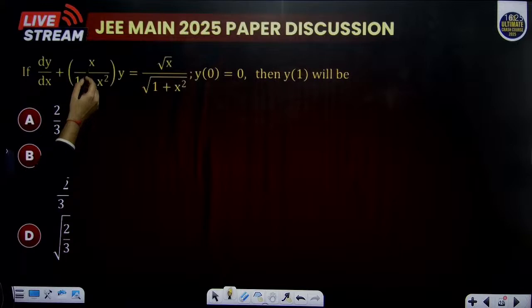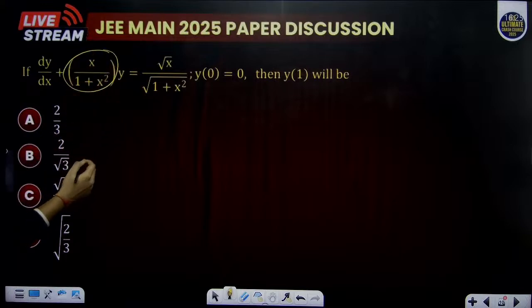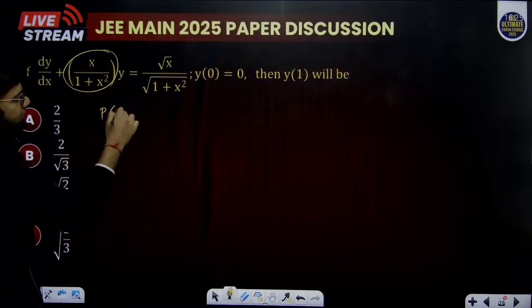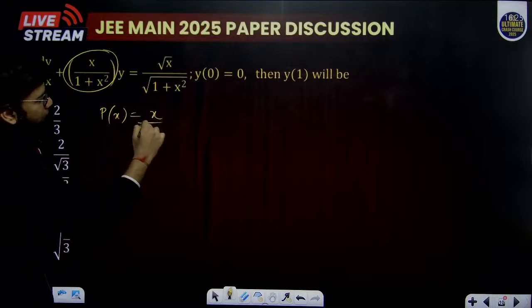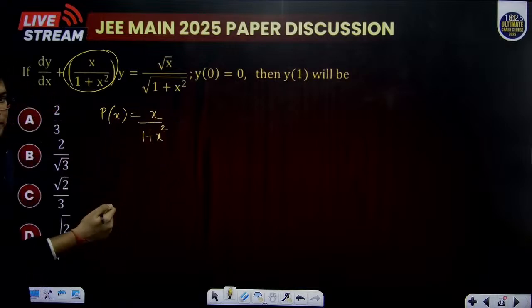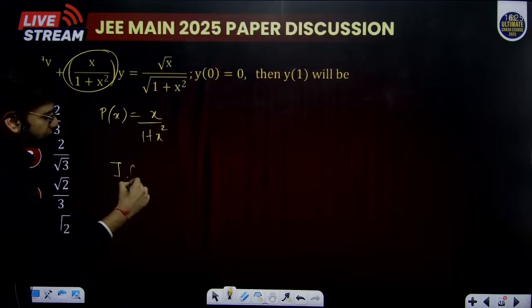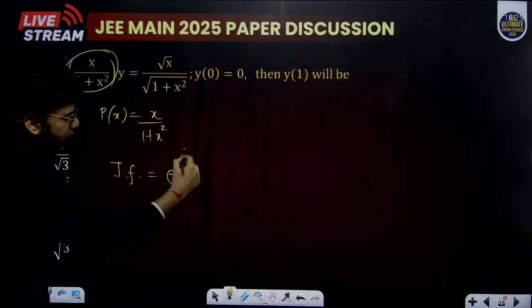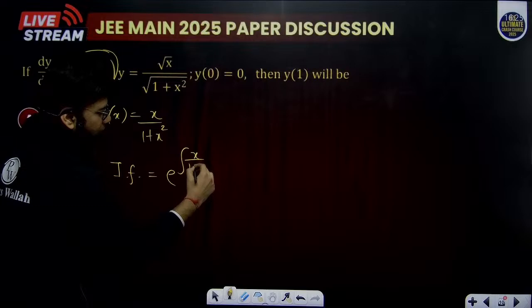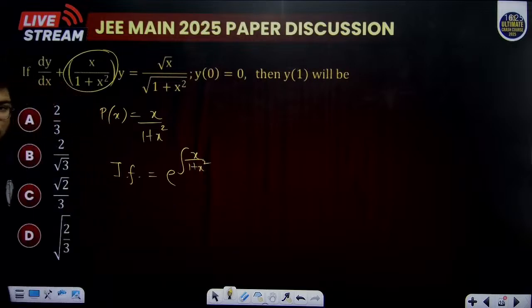So the integrating factor will be, with dx, x upon 1 plus x square. That means my integrating factor will come out as e raised to the power integration of x upon 1 plus x square. Right?